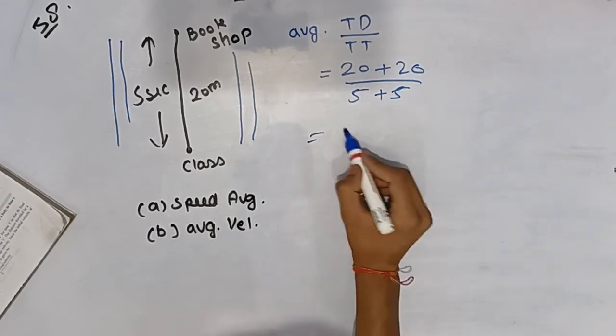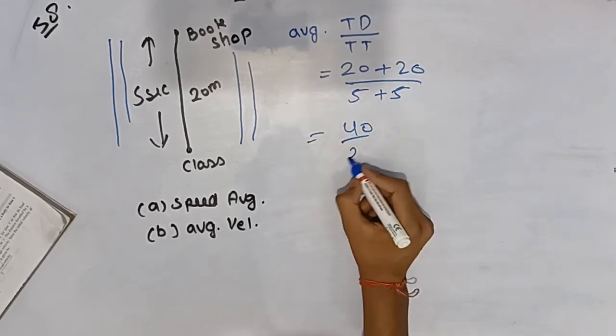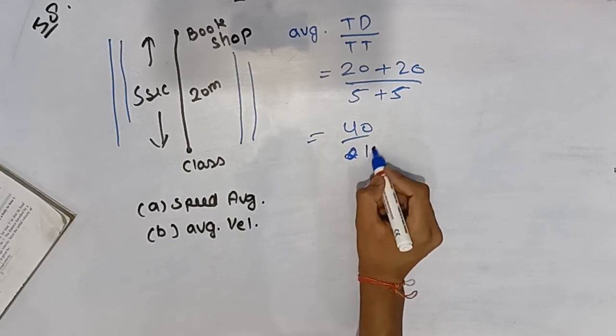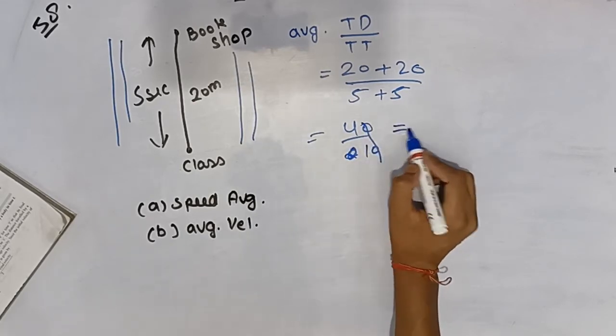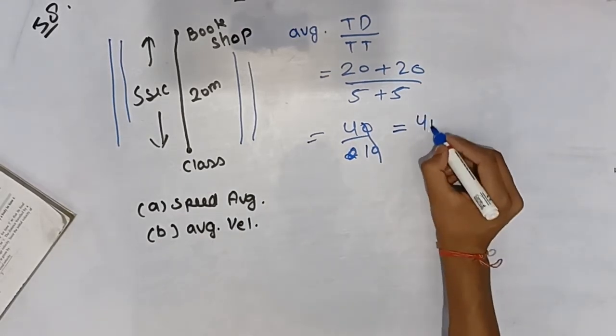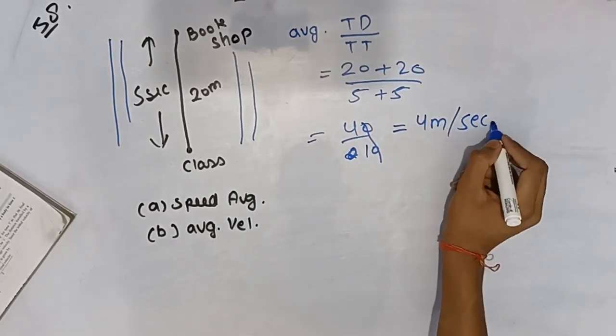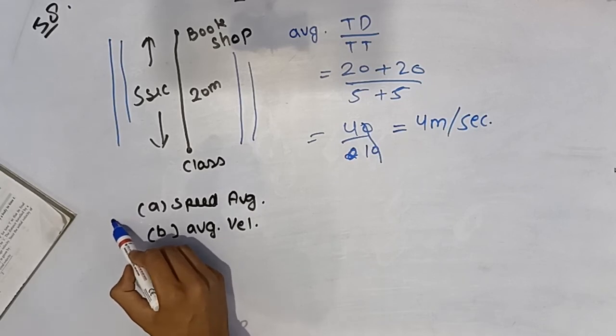So 20 plus 20 is 40, upon 5 plus 5, which is 10. So the total average speed was 4 meter per second. So this was our answer of question number 58, A part.